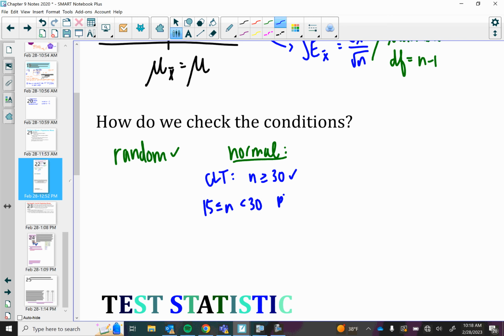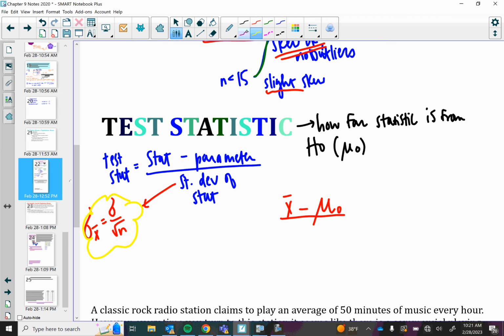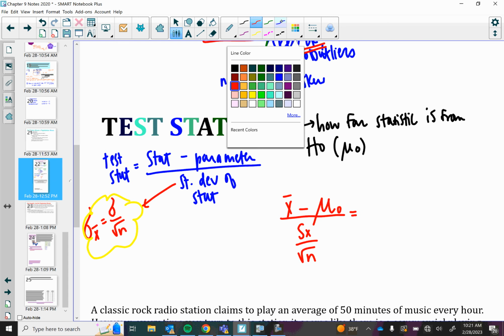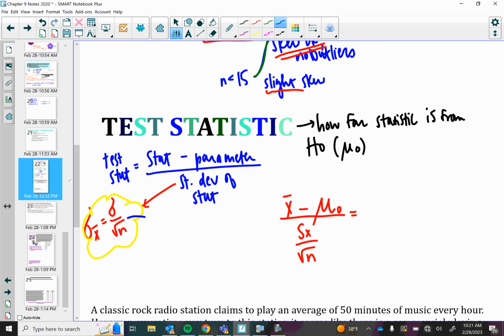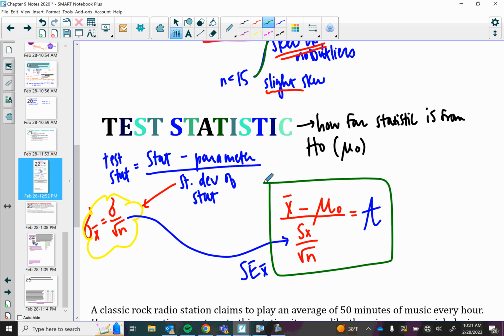Sigma sub X bar is the population standard deviation over the square root of n, but we came across an issue that we don't know sigma, so we can't actually substitute in this formula right here. We are going to use our standard error, S sub x over the square root of n, and because of this change, it shouldn't be surprising that our test statistic is going to be a t value, not a z value. That, again, should feel pretty normal because we did that a lot in chapter 8.